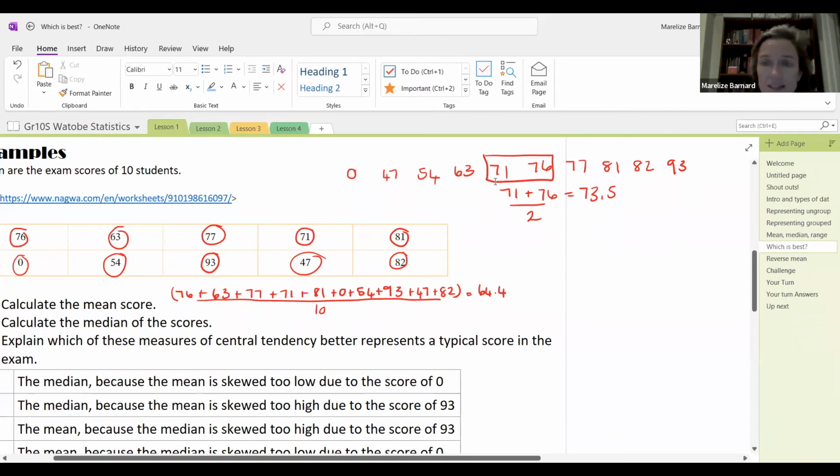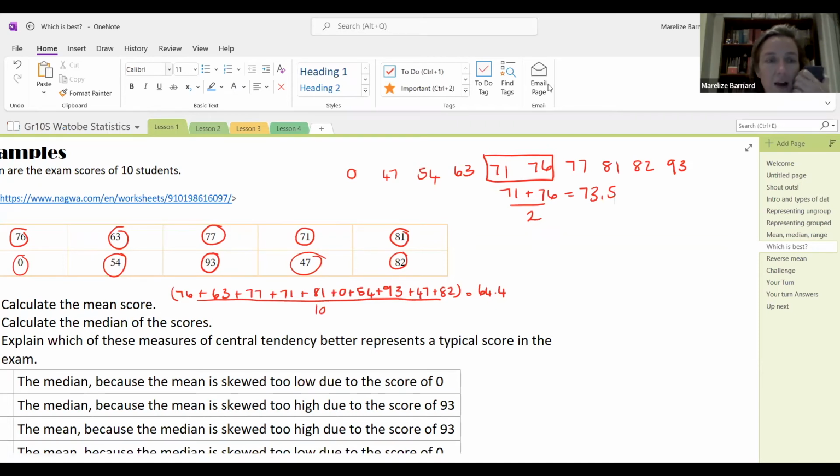No, don't round, DNZ. Don't round up. It is 73.5. Why are we dividing by 2? Because we take the average of the middle 2 values. Okay, because we now have an even number of data values. That's why we divide by 2. We basically take the average to get the median.